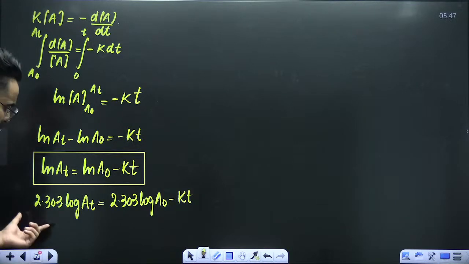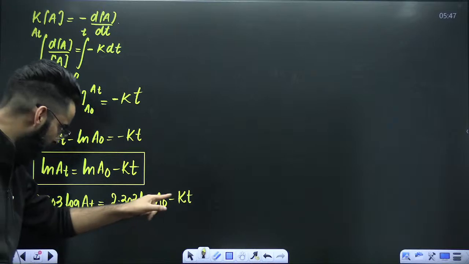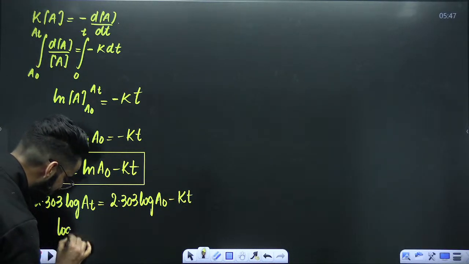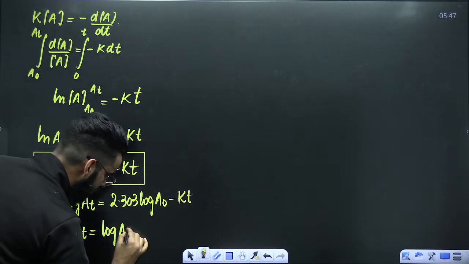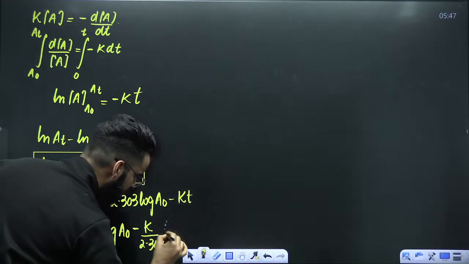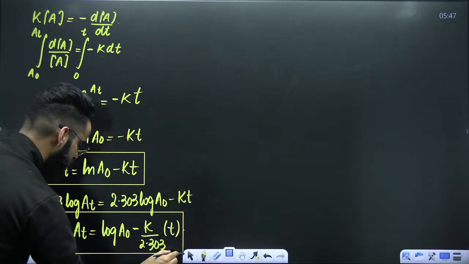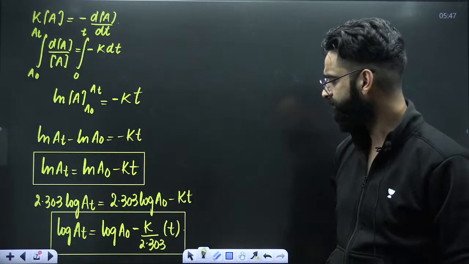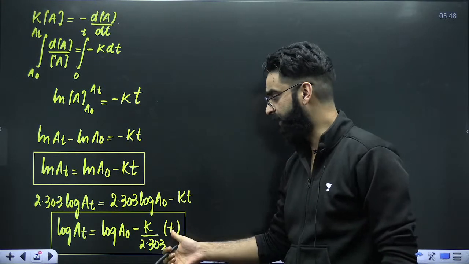Now do one thing. In this equation, if you divide throughout by 2.303, what do I get? I'll be getting something like this: log of At is equal to log of A0 minus k divided by 2.303 multiplied by t. This is one more way to write the integrated rate equation for first order kinetics.